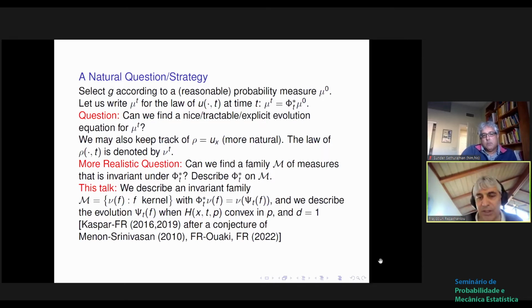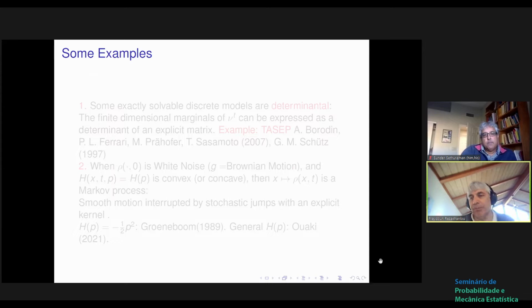And basically, I'm summarizing in this talk some of the work that has been carried out recently. For example, I discuss a work of myself with my former student, Dave Kaspar. In two papers, we established a conjecture of Menon and Srinivasan associated with this problem. And then later, we did a work with my current student, Mehdi Ouaki, and a work of myself that allows the Hamiltonian function to depend on X and T. So these are some of the works that you will see in this talk. But before that, let me discuss some examples.